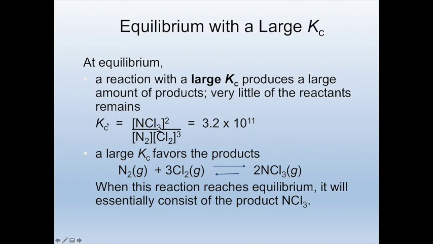So our reaction from before, nitrogen trichloride coming from nitrogen gas and chlorine gas, has an equilibrium constant of 3.2 times 10 to the 11th power. That's astronomically large. This means that if you react nitrogen and chlorine gas, it will go almost entirely to nitrogen trichloride with very little nitrogen or chlorine left over.